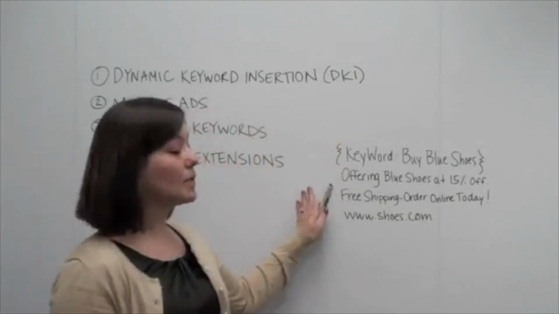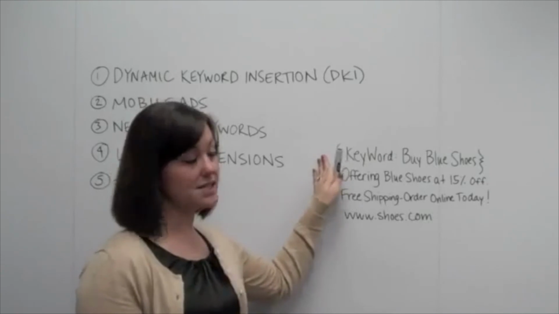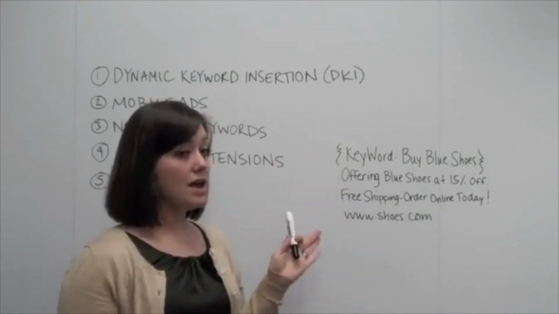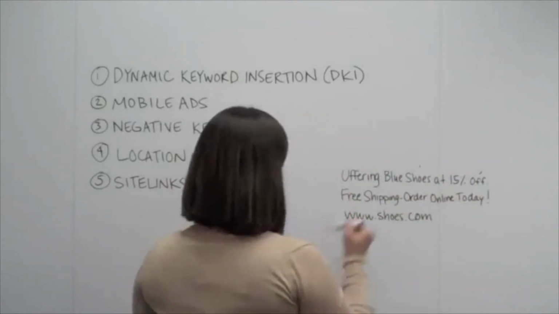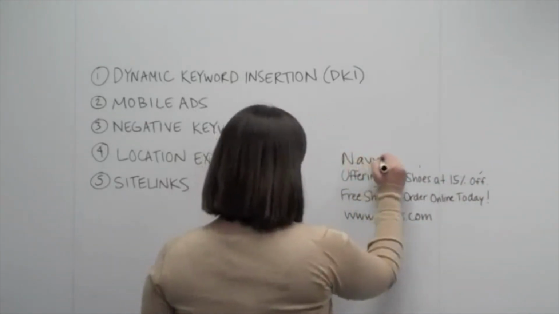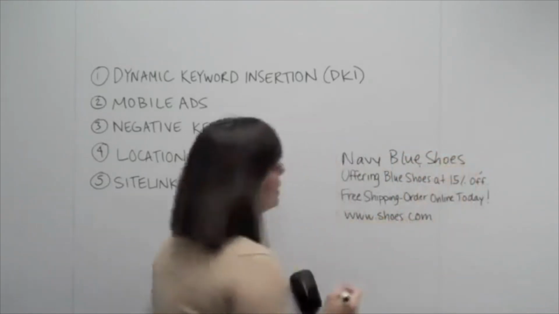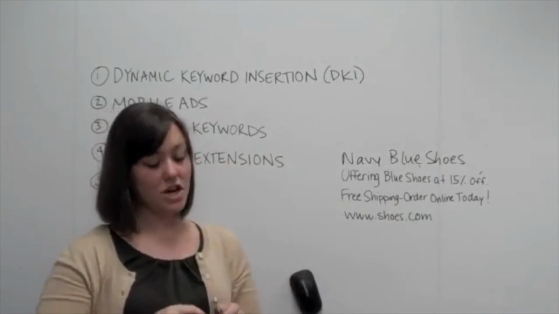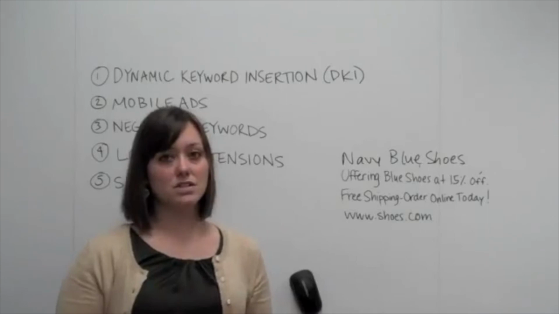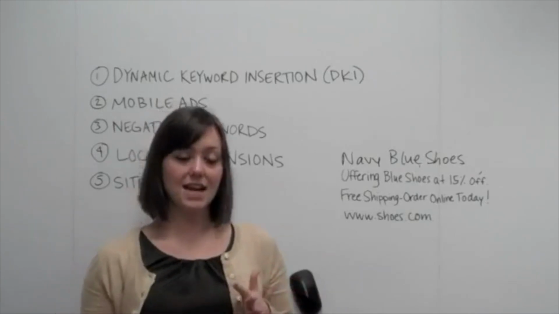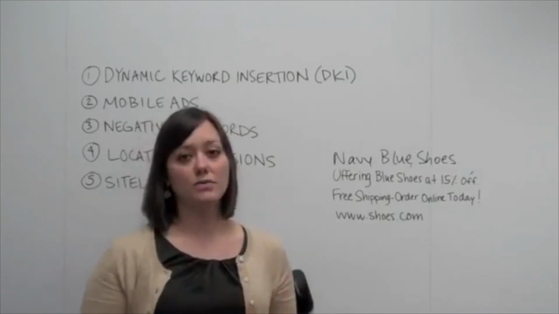So if this is an example of your ad and you have your title as your dynamic text, if a user searches for navy blue shoes, then it would replace this with their search query, making this ad exactly what they are searching for. And it also bolds that keyword, so it makes your ad more relevant to the user, and it also makes it stand out. So testing dynamic keyword insertion within ads and testing it against ads that don't have it is a great way to determine if this feature works well for your campaigns.